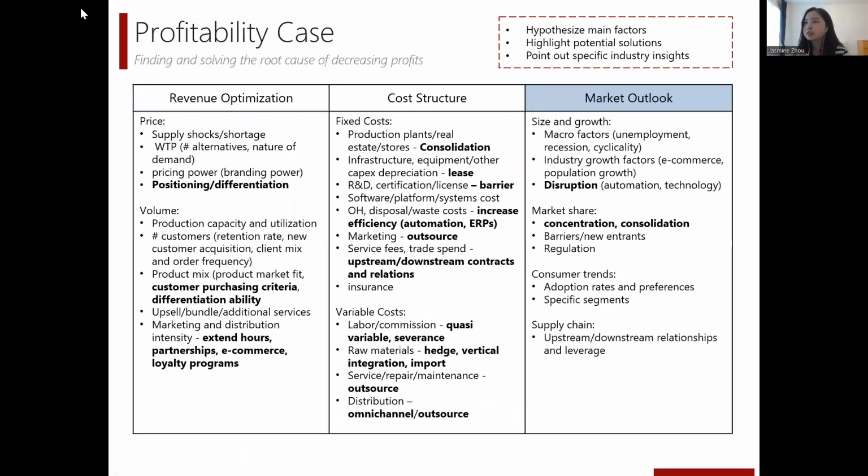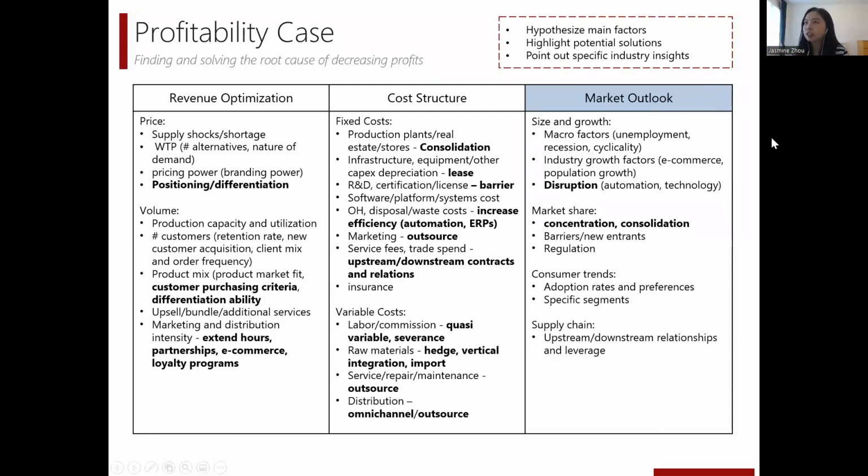Okay, so first of all is profitability cases. This is the most common case that you'll probably run into. It's about finding and solving the root cause of decreasing profits. And so this is the structure, a bit changed from the all-star structure that I like to use. So I only have 3 buckets for this. I have revenue optimization, cost structure, and then market outlook.